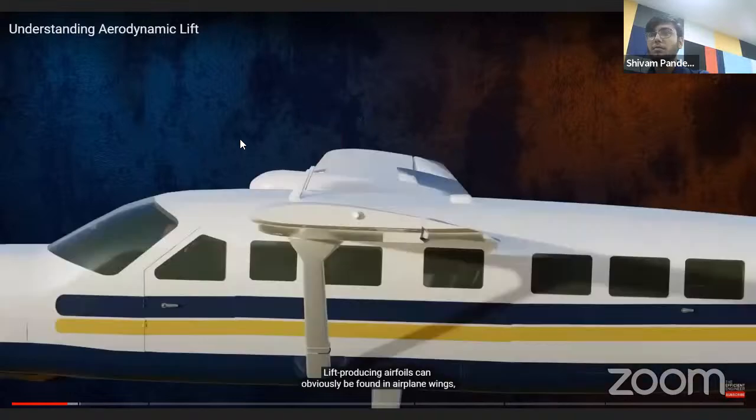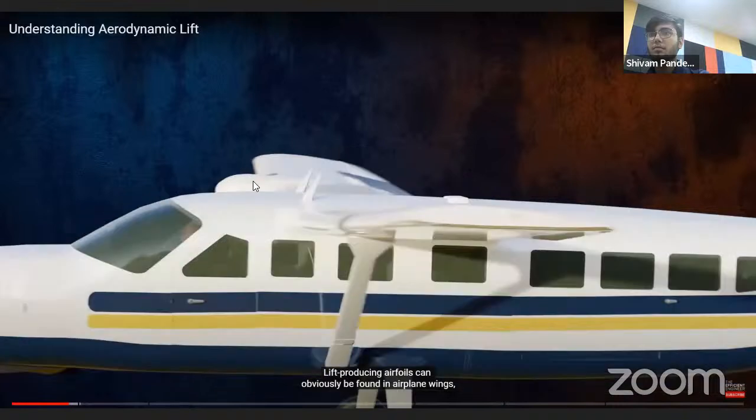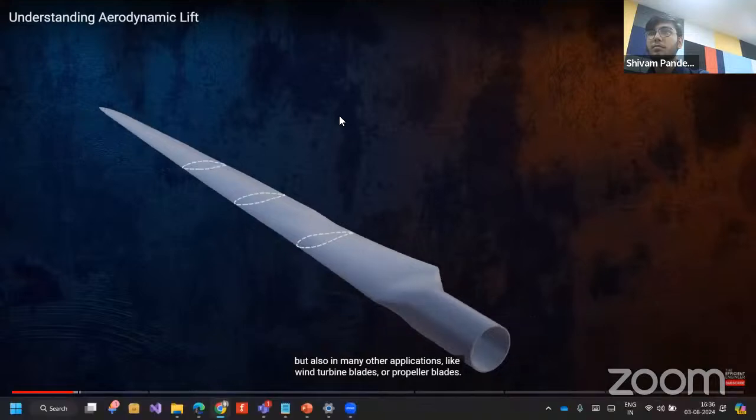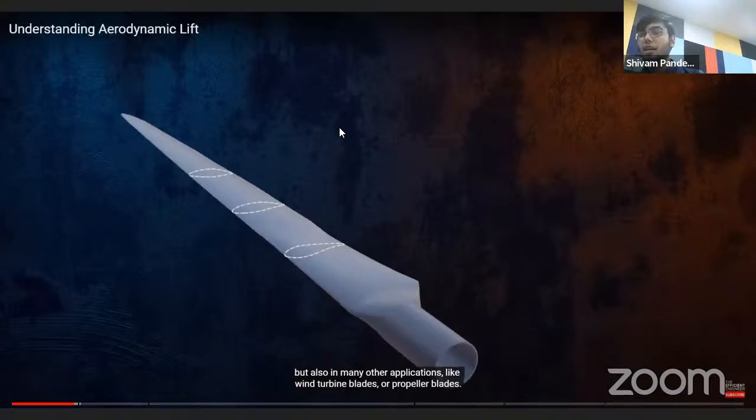Lift is found in airplane wings, but also in many other applications, like wind turbine blades or propellers. Three things arrive here: drag and lift. So what is drag?